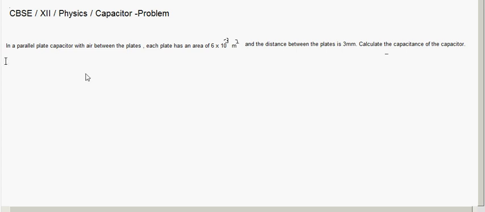If this capacitor is connected to a 100 volt supply, what is the charge on each plate of the capacitor?